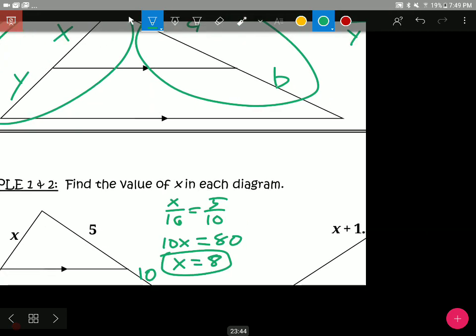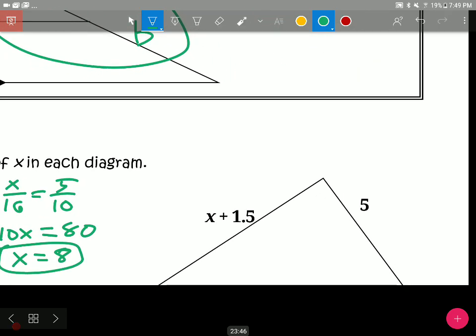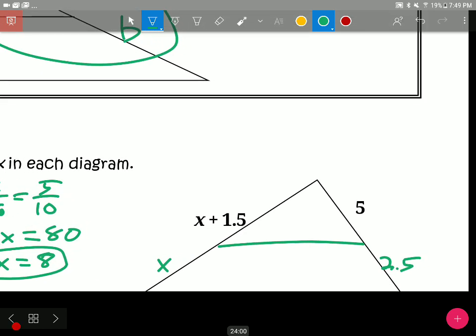Okay. Same thing over here. I'll just draw it again. So you had x plus 1.5 on here. We have x, and then we had 2.5. That's what your version looks like. All right. So see if you can try it on your own. Pause it, see if you can try it on your own. But I'm going to start working it out right here.